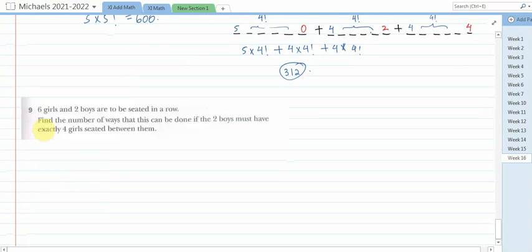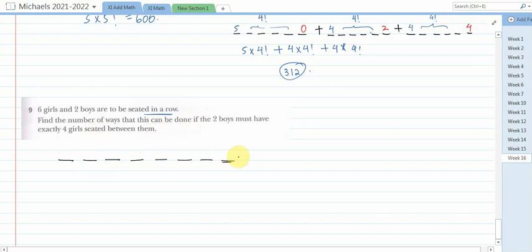Now in question number 9, it says that 6 girls and 2 boys are to be seated in a row. So that is a case of arrangement in a row. Find the number of ways that this can be done if the 2 boys must have exactly 4 girls seated between them. Alright, so that is a tricky case, right? At first, I'm going to plot the places here. So it's 1, 2, 3, 4, 5, 6, 7, 8, right? We have a total of 8 students.